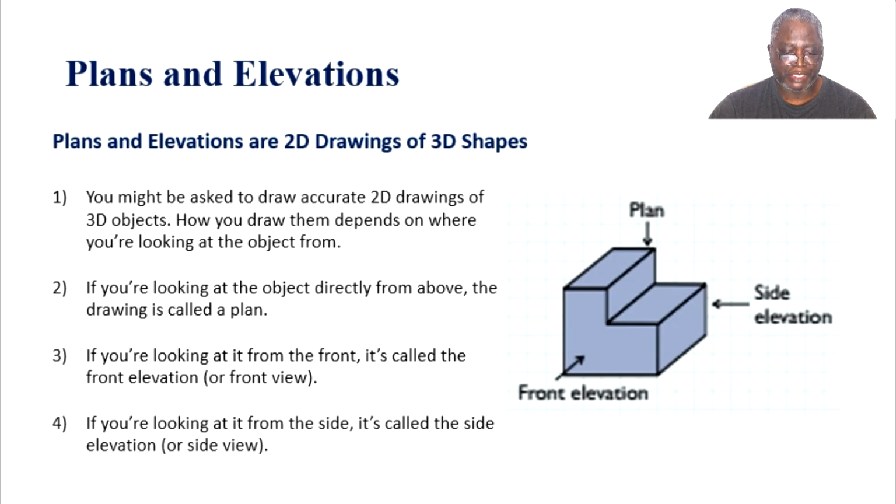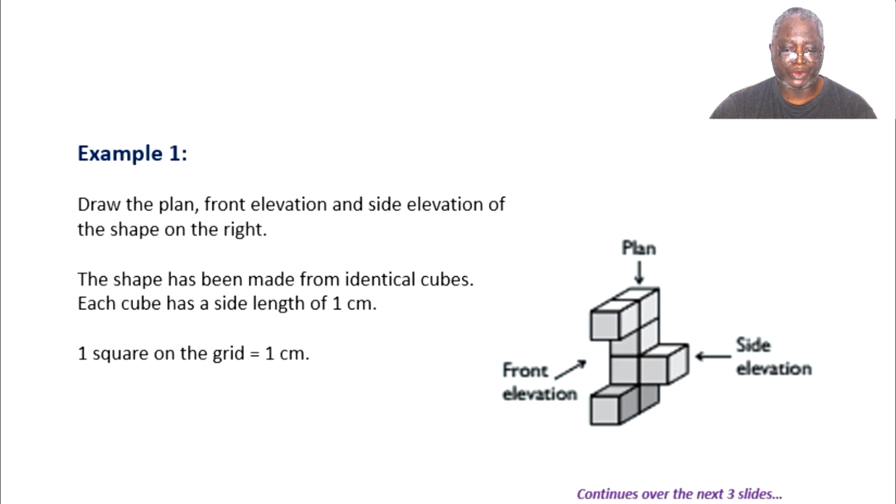If you're looking at the object directly from above, the drawing is called a plan. You can see that on the drawing on the right of the screen. If you're looking at it from the front, it is called front elevation or front view. And if you're looking at it from the side, it's called side elevation or side view. Please watch the drawings carefully and make notes of the labelings. Let's look at example 1.